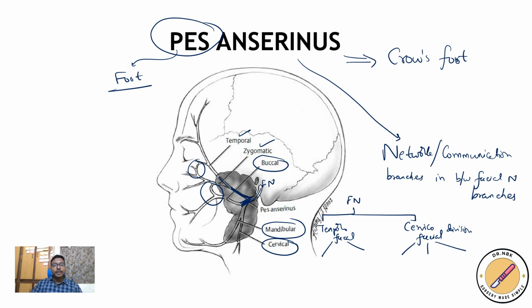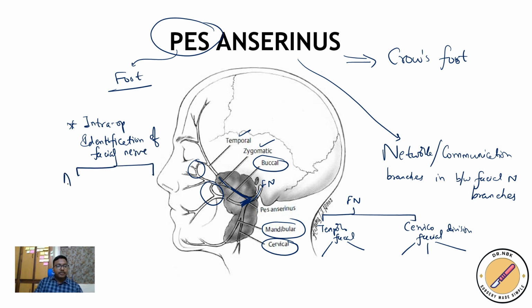Next, what is the importance of knowing about these nerves in the parotid gland? There is an important point we need to understand. It is nothing but intraoperative identification of facial nerve. For this, we have two important methods of identification. One is antegrade method. Second one is retrograde method. We will see the details subsequently in the operative surgery part.